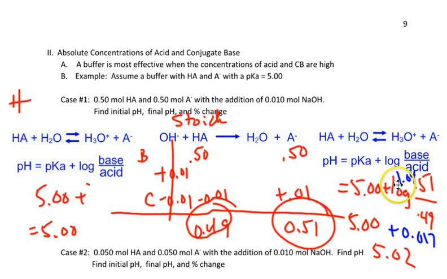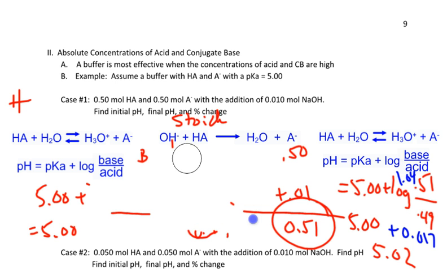The log of 0.51 divided by 0.49, that's 1.04. The log of that is barely positive, 0.017. I rounded up, so it's 5.02. So now what? Well, we've got to find the percent change here.